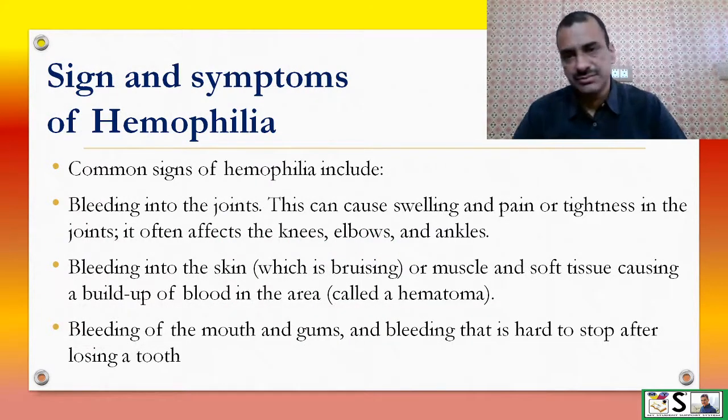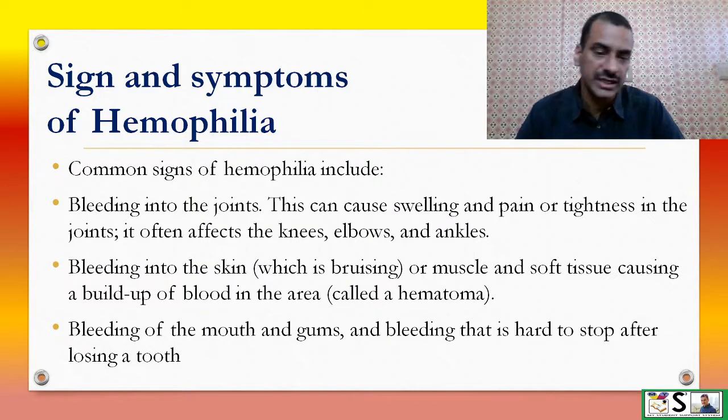What signs and symptoms appear due to hemophilia? A common symptom of hemophilia includes bleeding into joints. This can cause swelling, pain, and tightness in the joint, and often affects the knee, elbow, and ankles. Bleeding into the skin, which is bruising, and into muscles and soft tissue, causing a buildup of blood in the area, which is also known as hematoma.